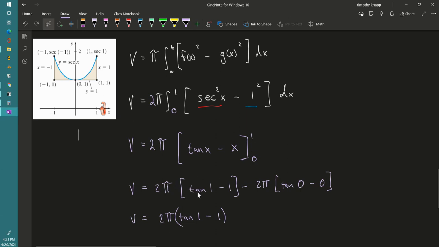And so what I'll do is I'll evaluate that at 1. So tangent 1 minus 1, minus the whole thing, again, evaluated at 0. So tangent 0 minus 0. But remember, tangent 0 is 0. This all cancels, basically leaving me 2 pi times tan 1 minus 1. And that's going to be our volume there.